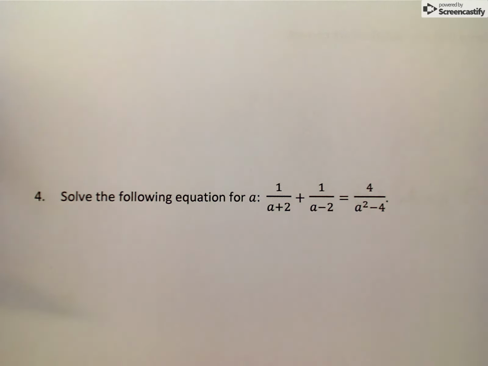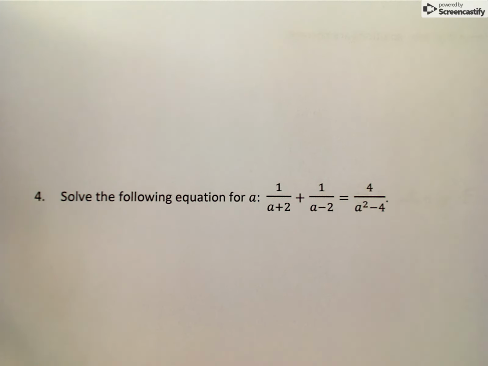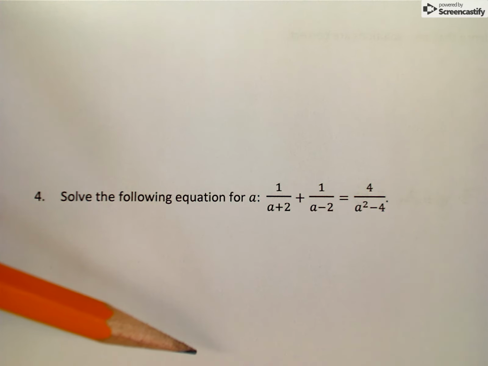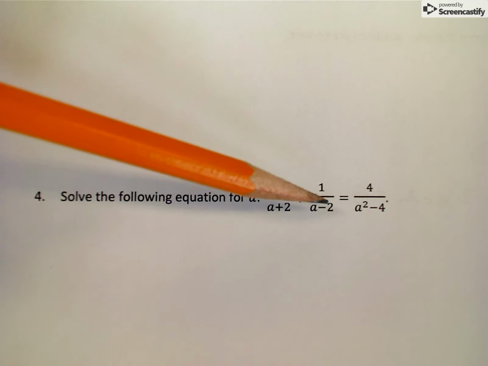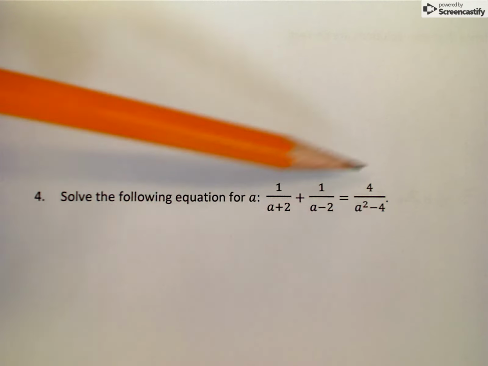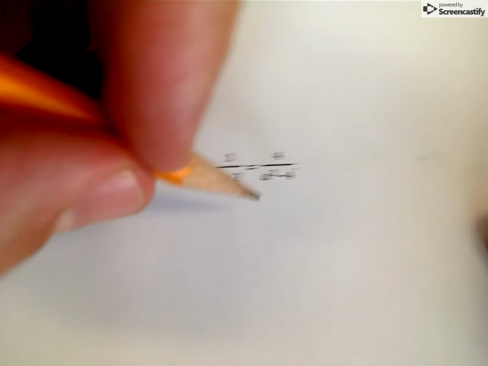Exercise 4 on lesson 26 is another rational equation that we're asked to solve. This time we're solving for a. We're looking for the values of a that make this equation true. And the first thing I'm going to notice is that the denominator on the right-hand side can be pretty easily factored.